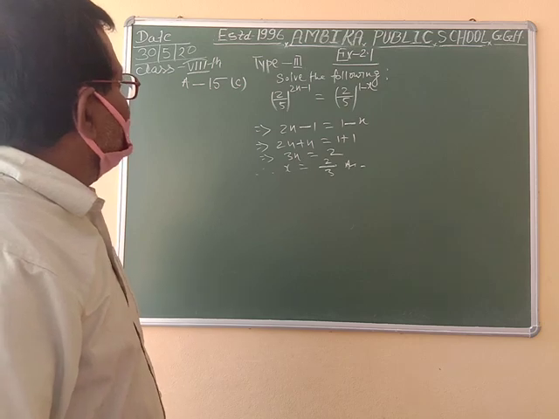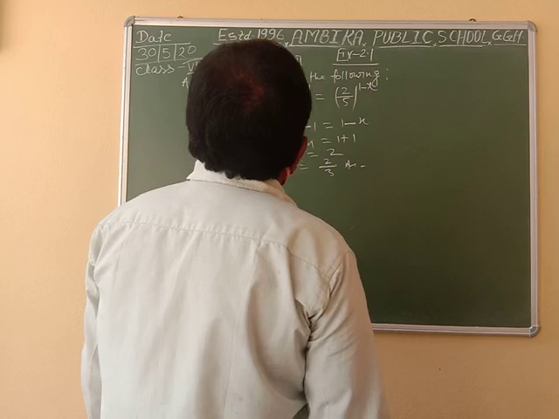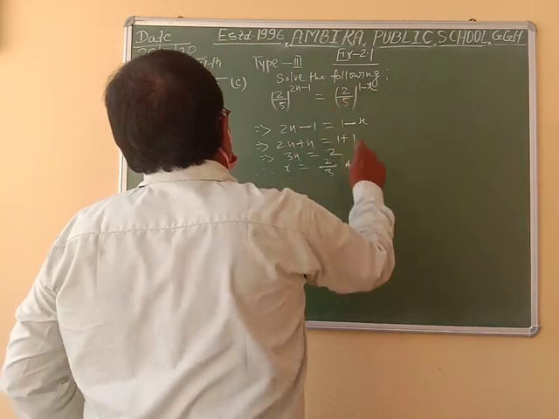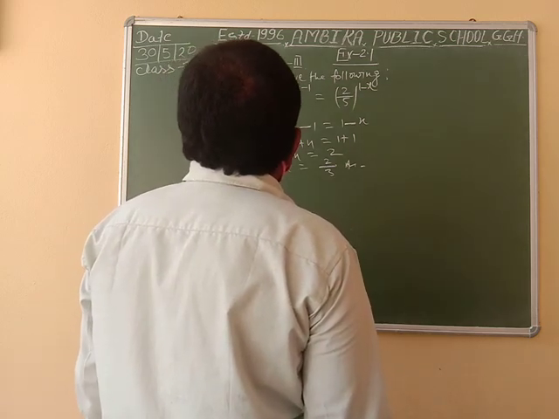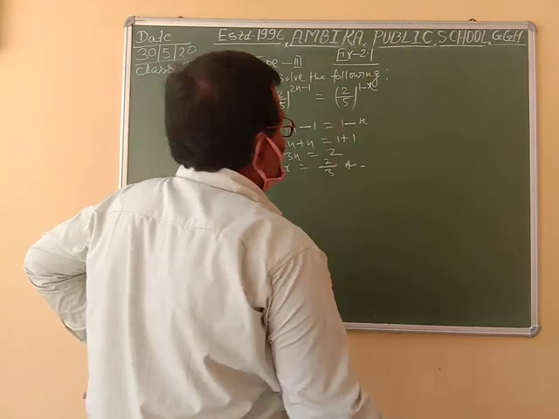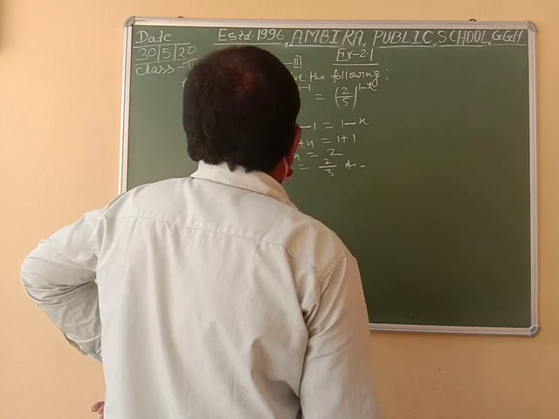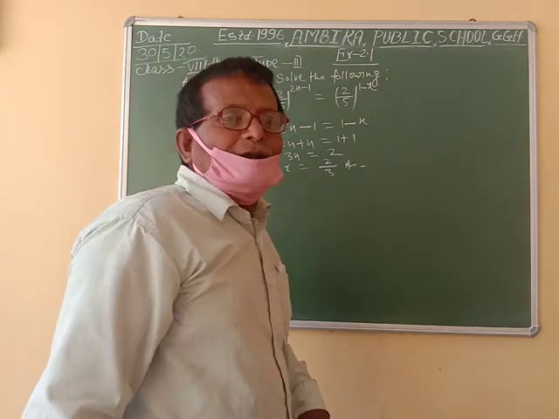(2/5) whole to the power 2x minus 1 is equal to (2/5) whole to the power 1 minus x. Here bases are same, so equating the powers from both sides, 2x minus 1 is equal to 1 minus x. Here 2x plus x is equal to 1 plus 1, so 3x is equal to 2. Here x is equal to 2 by 3.